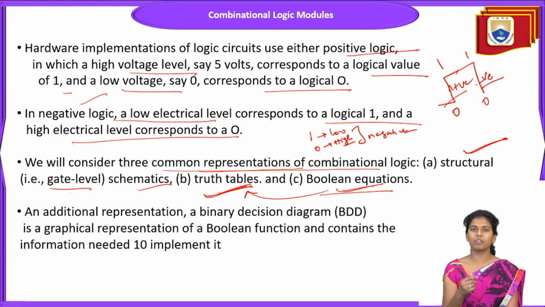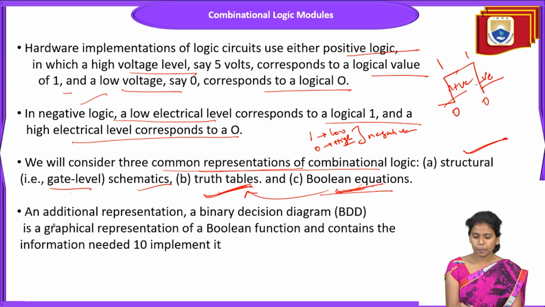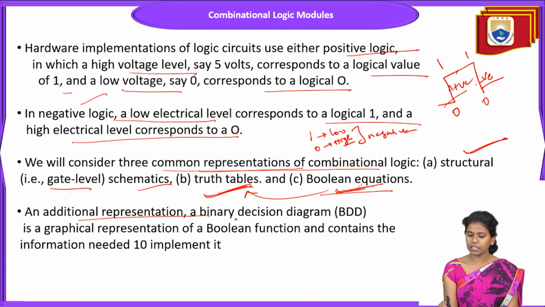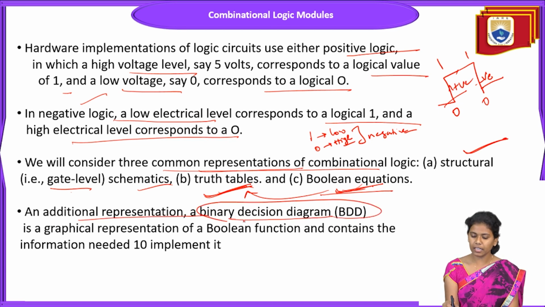A Boolean expression consists of the input terms as well as the output terms with respect to the expressions. Different types of operators can be used in it, a combination of coefficients with respect to the operators, and the formation is nothing but the equation, that is the Boolean equation. An additional representation is the binary decision diagram. This is a graphical representation of a Boolean function, and it contains the information needed to implement it.